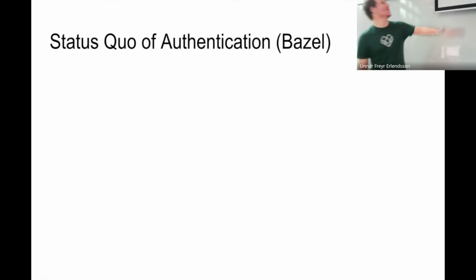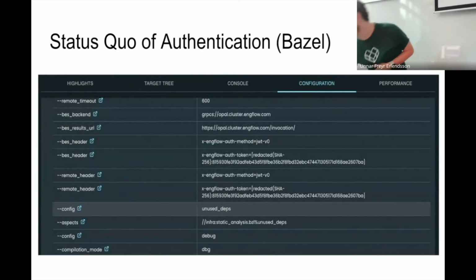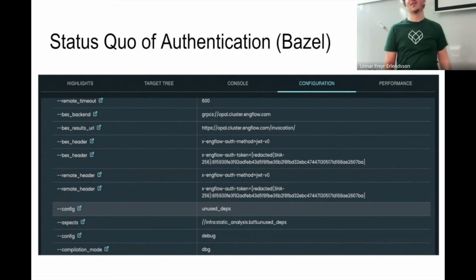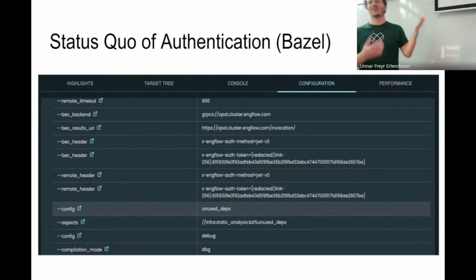So in our case, this is what this looks like. You can see there's the BES header and the remote header flags with the authentication token that we now actually do redact. But I can tell you we didn't do that in the beginning. And right now it only redacts the actual token, but there might be arbitrarily many remote execution flags, and it's basically impossible to show this without redacting all of them, which we don't do.